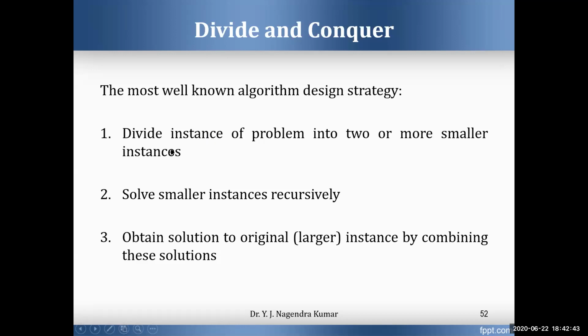In divide and conquer, first you have to divide the problem into two or more smaller instances, and then you have to solve those smaller instances recursively. Finally, we'll get a single element. And then from the single elements, finally you have to get the solution for the original problem. That is possible by combining all these instances. So that is the technique of divide and conquer.